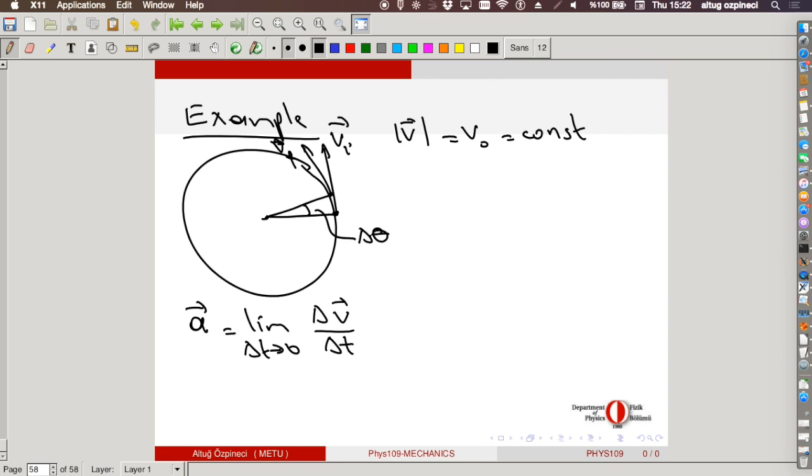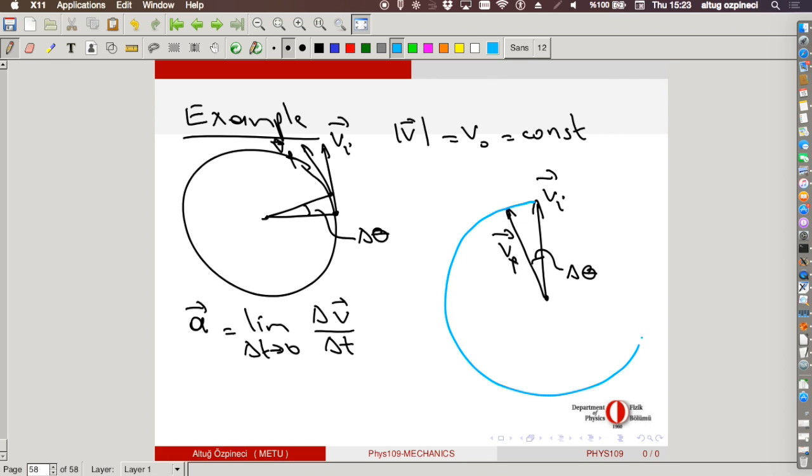Or if we just draw the vectors again, this is vi. I'm just enlarging them a bit. This is vf. They both have the same length, the same magnitude v0. And this angle over here would be just delta theta. Well, I can just imagine a circle with the center over here with radius v0. That's just an imaginary circle.